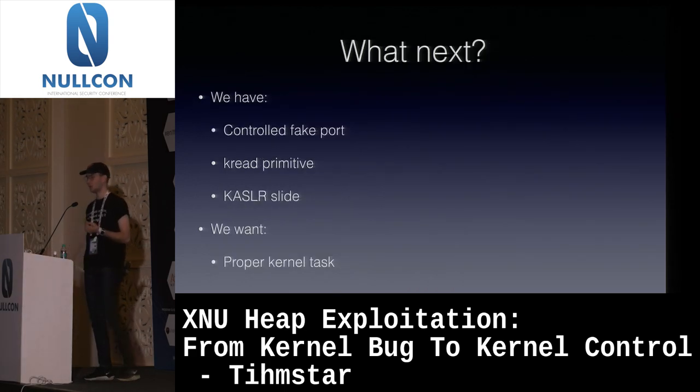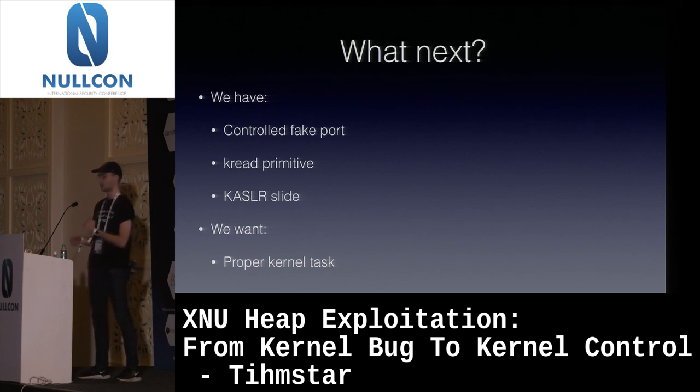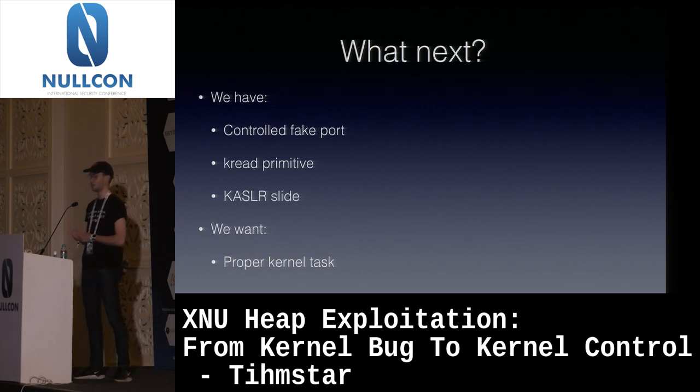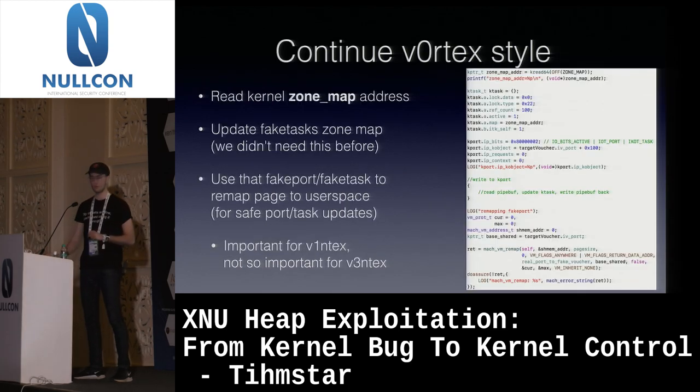What next? Well, we have a controlled fake port, we have a kread primitive, and we have the KASLR slide, as I already showed you before how to get it. What we want is a proper kernel task. And we're going to continue Vortex style. We're going to read the kernel zone map address. It's in the data segment, so once you know the slide, you just read the data segment and you get a pointer. You update the fake task's zone map.